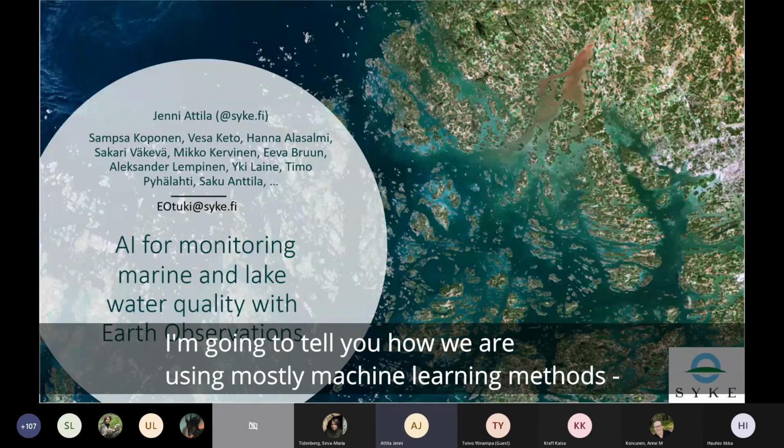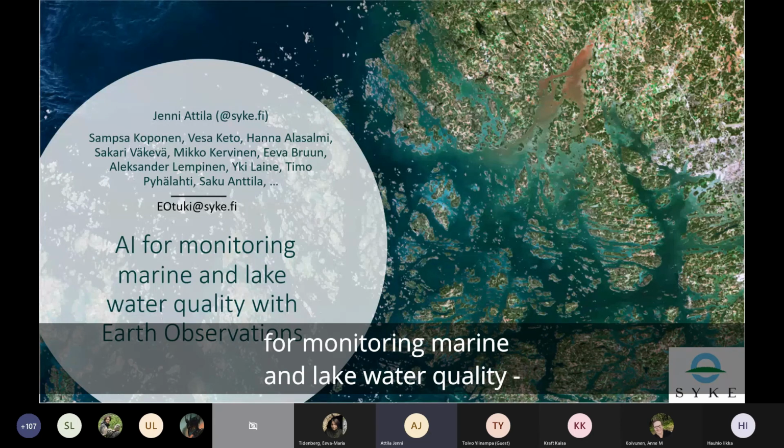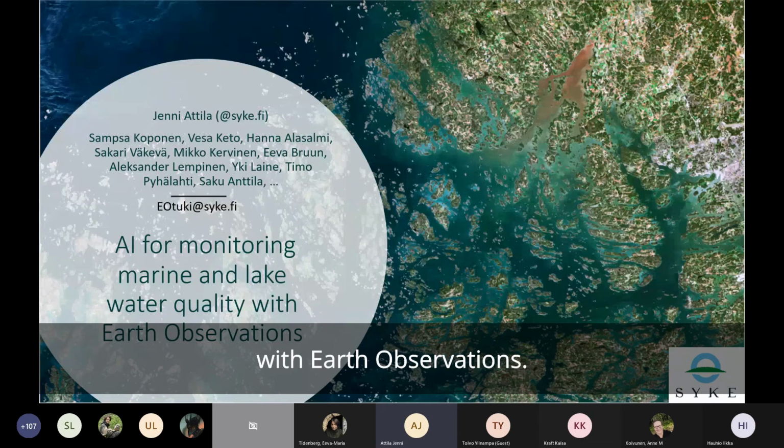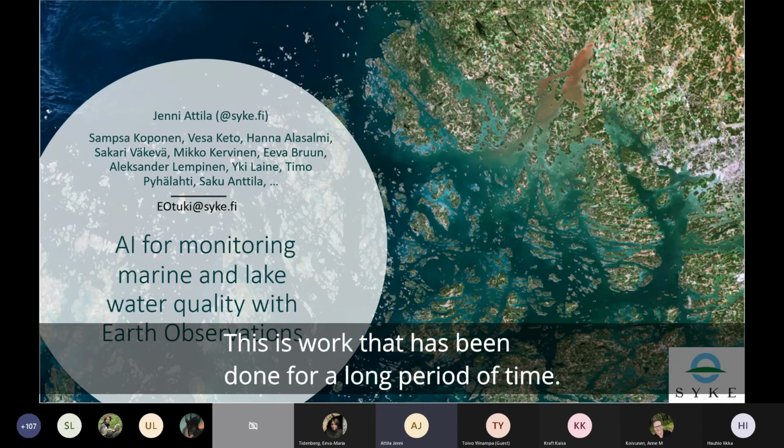I'm going to tell you how we are using mostly machine learning methods for monitoring marine and lake water quality with Earth observations. So that is the satellite observations. And this is work that has been done for a long period of time.